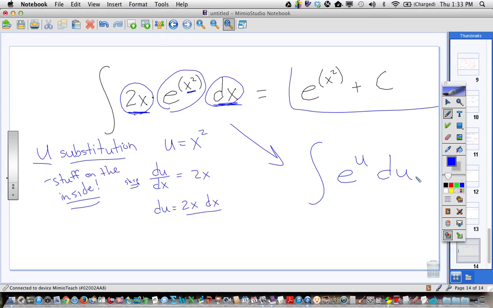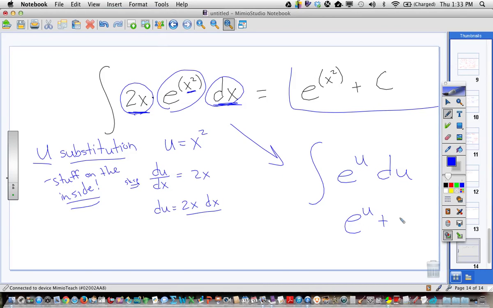Now look at that. Is that an easy one to do? That's a really easy one to do. Remember I said that our goal is to make all of our integrals look like the ones on page 333. So what u substitution is doing is trying to trade one integral for an easier integral. That's what we're doing. Now what's the antiderivative of e to the u with respect to u?